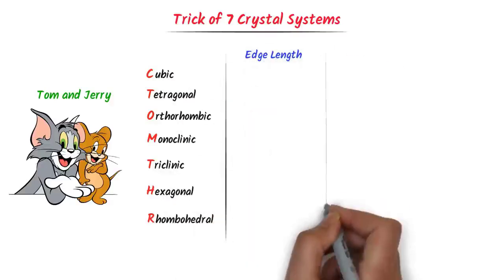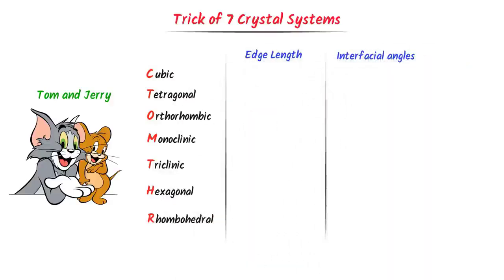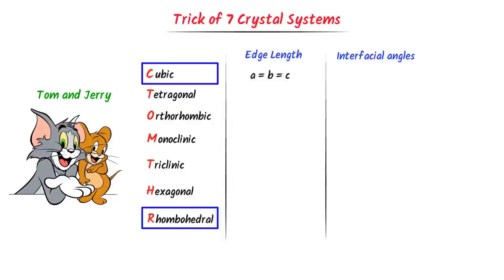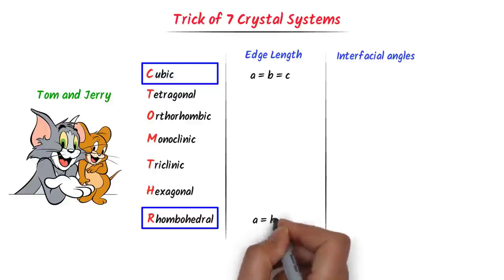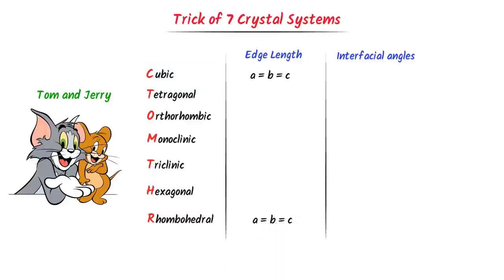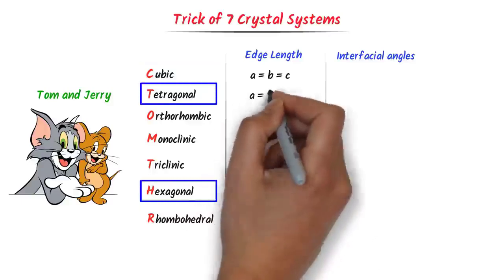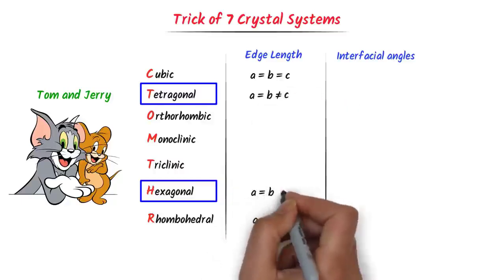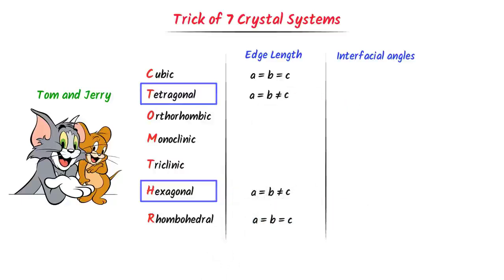Now what about edge lengths and interfacial angles? Well, the first and the last have the same edge lengths: A equals B, B equals C. The second and the second last have the same edge lengths: A equals B, but B doesn't equal C.